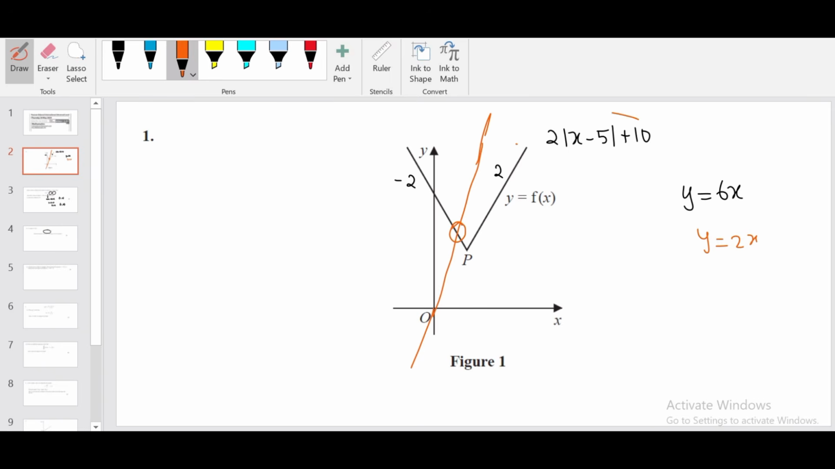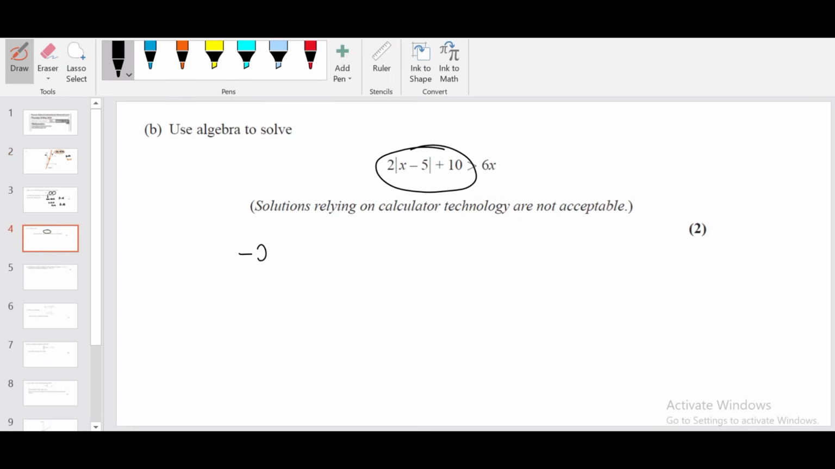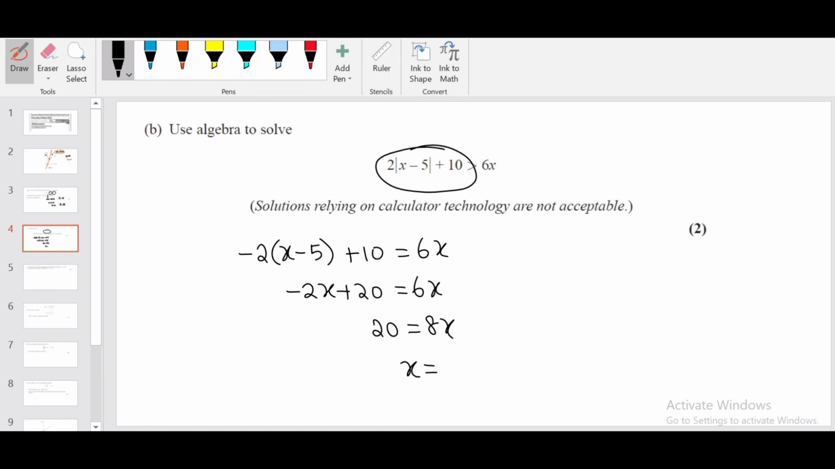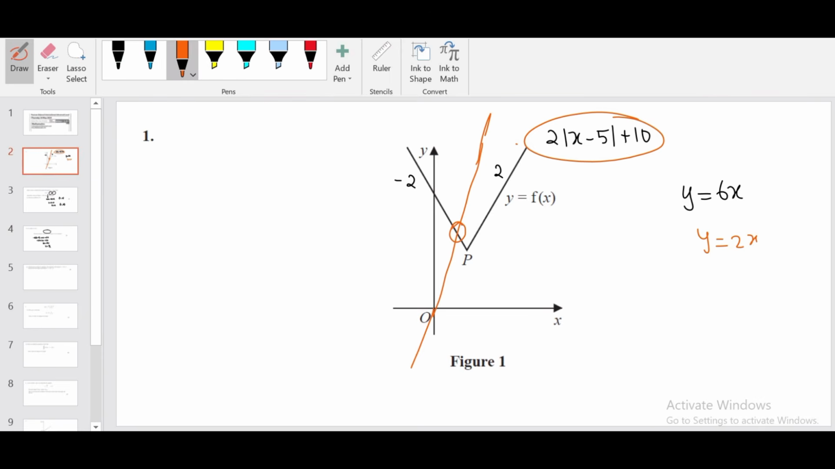So you need to take the negative argument, equate with 6x. So you need to take it as minus 2 times x minus 5 plus 10 is equal to 6x, and solving we'll get minus 2x plus 10 plus 10, which is 20, is equal to 6x. Bring the 2x to the other side, 20 is equal to 8x, x is equal to 20 over 8, which is 5 over 2.